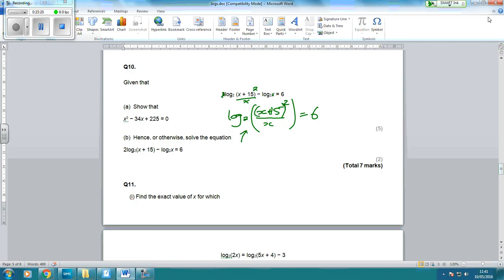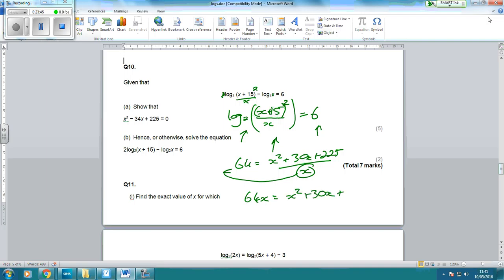So then 2 to the power of 6 equals this thing. So 2 to the power of 6, 2, 4, 8, 16, 32, 64. So we've got 64 equals x plus 15 squared over x. So that's going to be x squared plus 30x plus 225 all over x. We're then going to bring that x up, just as we have done numerous times before. So it's going to be 64x equals x squared plus 30x plus 225. So make it equal to 0, x squared minus 34x plus 225.